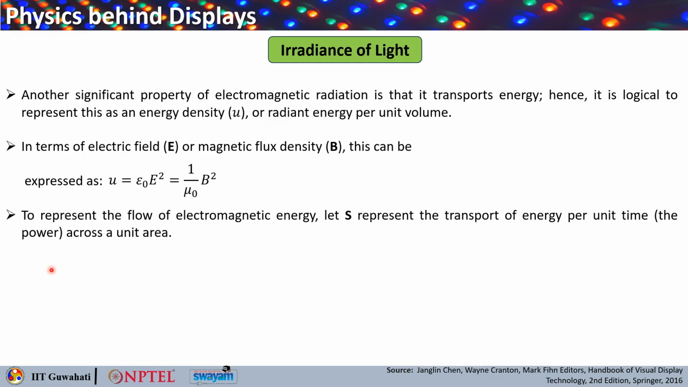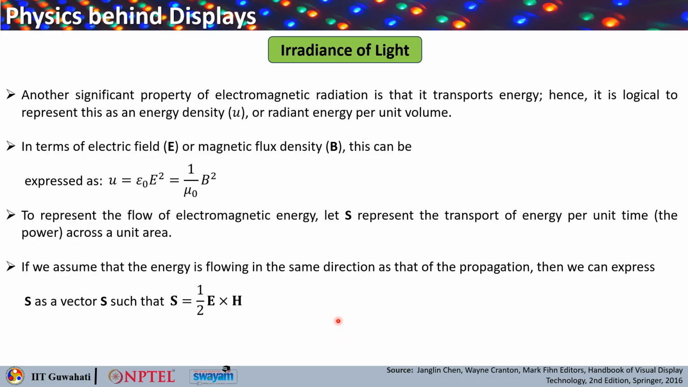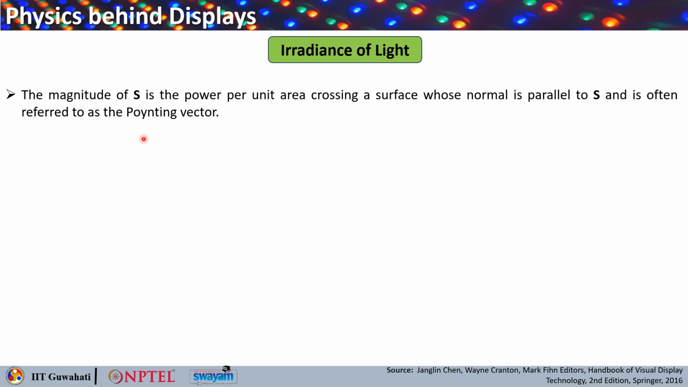Now, to represent the flow of electromagnetic energy, let S represent the transport of energy per unit time, that is, the power across a unit area. If you assume that the energy flows in the same direction as the propagation, we can express S as a vector, the Poynting vector, as you all know, calculated as half E cross H. Here E is the electric field vector and H is the magnetic field vector. The magnitude of S is the power per unit area crossing a surface whose normal is parallel to S, and S is often referred to as the Poynting vector, as I mentioned.